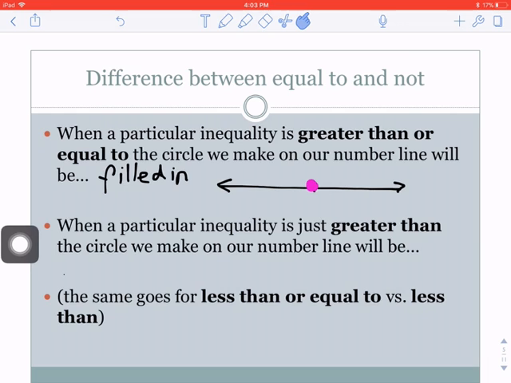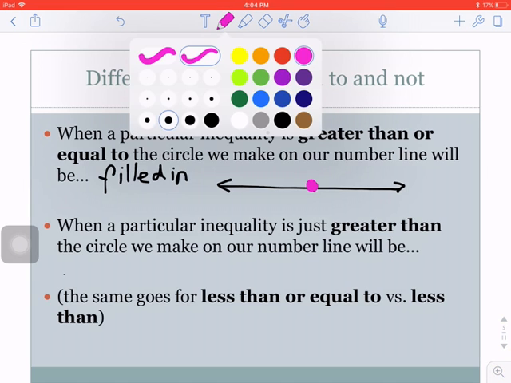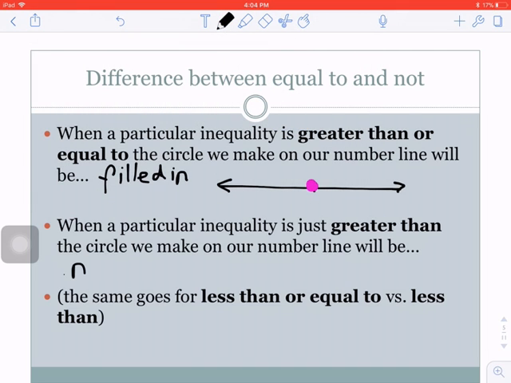When a particular inequality is just greater than, the circle we make on our number line will be not filled in. So for example, not filled in.